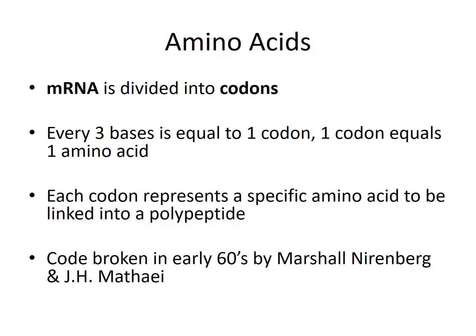So when we talk about amino acids, we have to know that mRNA has codons, and codons are always what's going to determine what amino acid is attached to the polypeptide chain. Every 3 bases on the mRNA is going to represent 1 codon, and 1 codon is going to equal 1 amino acid that's going to be added to the chain. And this code was broken in the early 60s, very shortly after Watson and Crick showed the structure of DNA. That sort of started this whole scientific discovery thing of how the cells actually work.